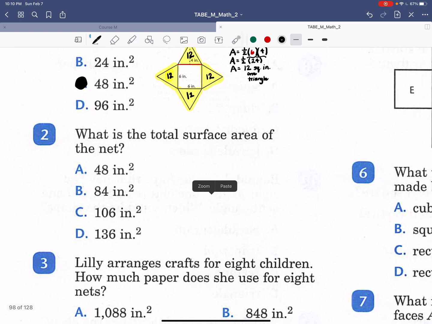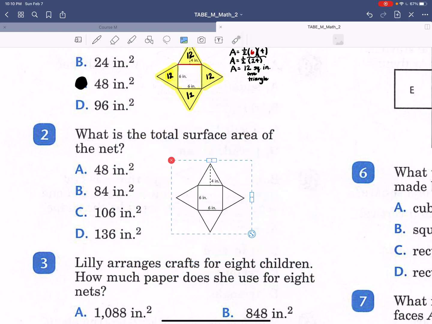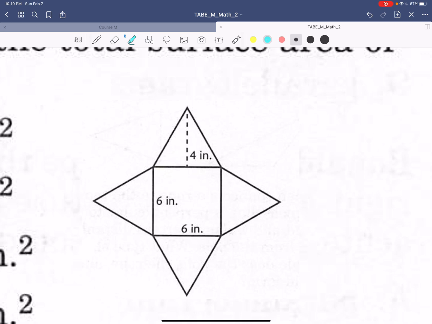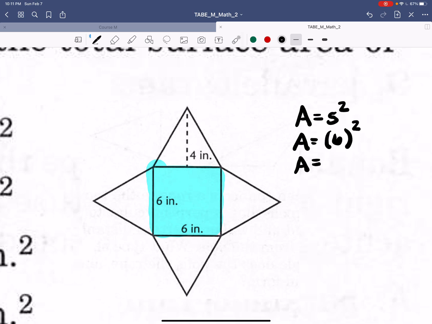Number 2, what is the total surface area of this net? Well, we found our triangles, so let's take a look at this base. The 6 by 6. And you know how to do the area of a square. We've looked at that in our memory pieces. So the area of a square is S to the second power. So A equals side, that's one side, 6 to the second power. That means 6 times 6. You could also think of that as length times width if that's easier. So this is 36 square inches.